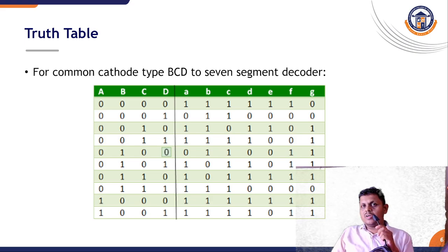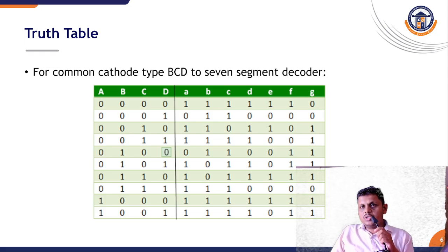And for example, the last one, 9, so we are going to display the number 9. For 1001, A and D are given as 1, and B and C are given as 0. So by applying this input A, B, C, D, only those LEDs are switched on, and the F and G LEDs are switched on. The E LED is not switched on here. So that displays the number 9.